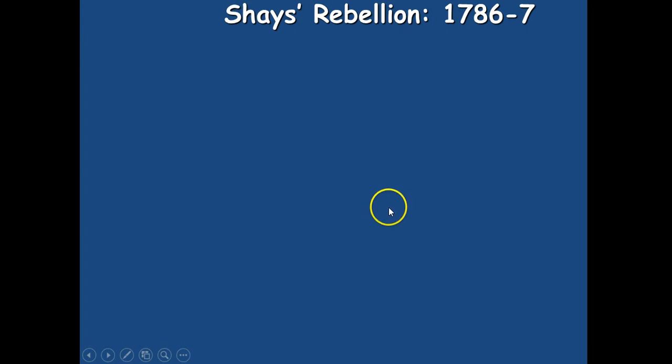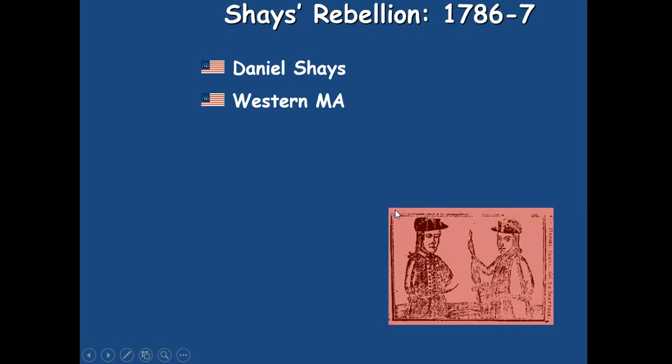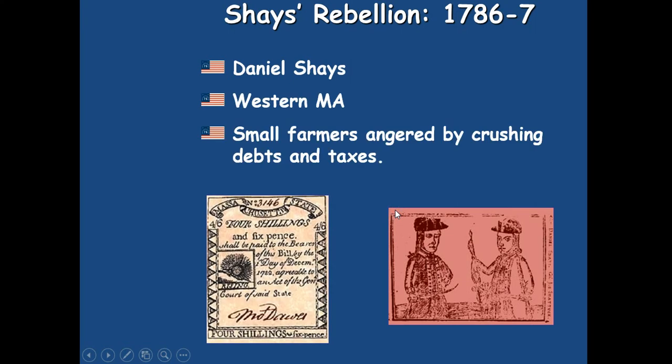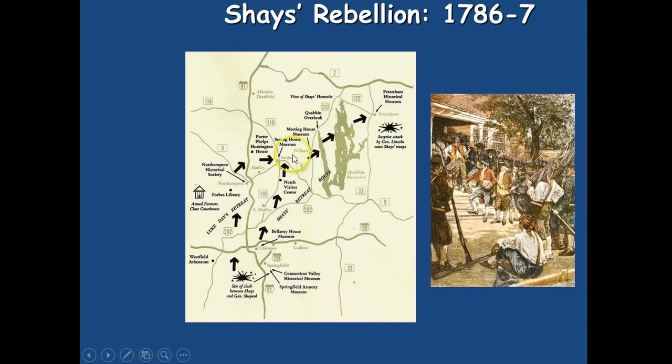Now there is trouble brewing because of something that's happening up in Massachusetts. And let's talk a little bit about Daniel Shays. Daniel Shays is basically a person very much angered by the debt and the taxes that the state governments are levying on small farmers. And so what happens is you got this massive rebellion that takes place among the farmers led by Daniel Shays. And it takes place up in western Massachusetts here.